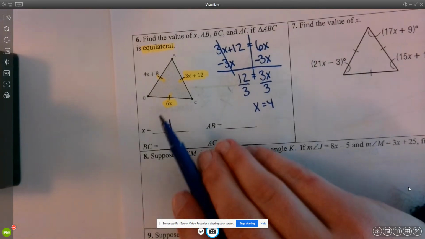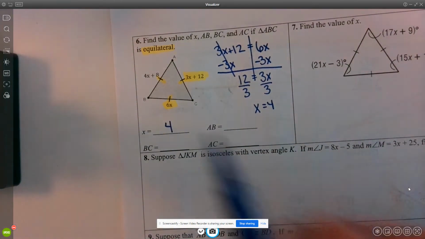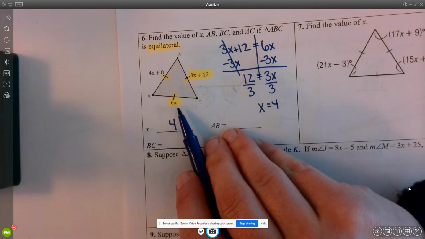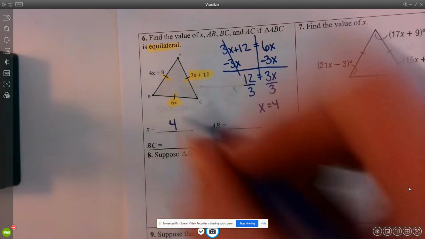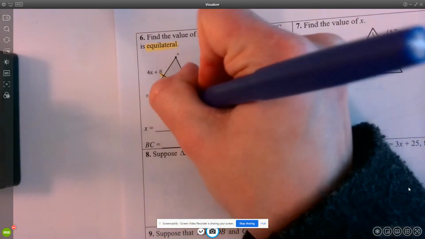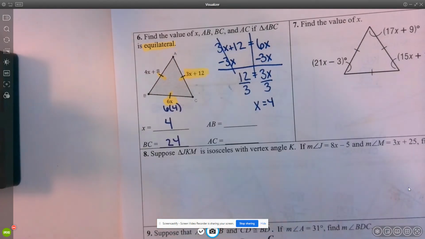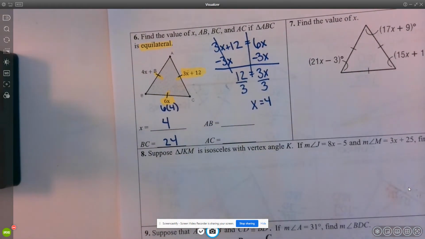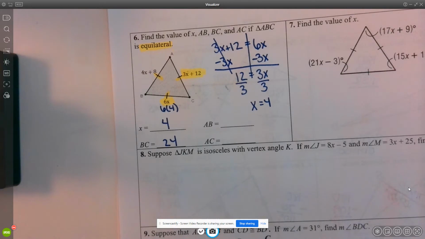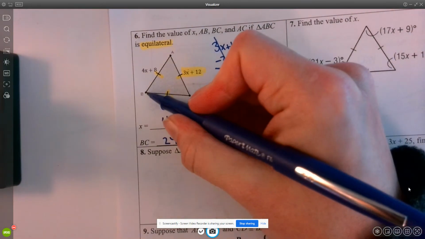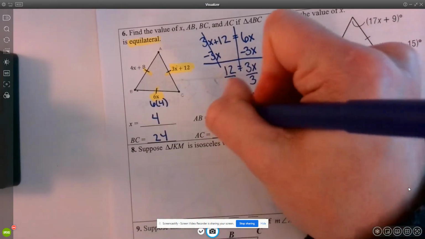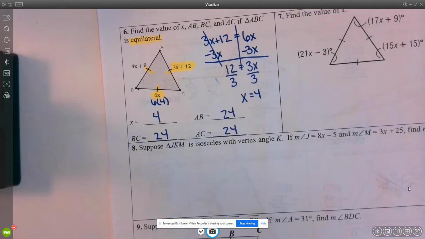So now to find the actual lengths of these sides, I could go and plug 4 in for x. So to find the length of BC, I would just need to calculate 6 times 4, which is 24. Now, I don't technically need to plug 4 in for x on the other 2 sides, because if this is an equilateral triangle, if BC has a length of 24, then line segment AB and AC should also have a length of 24.